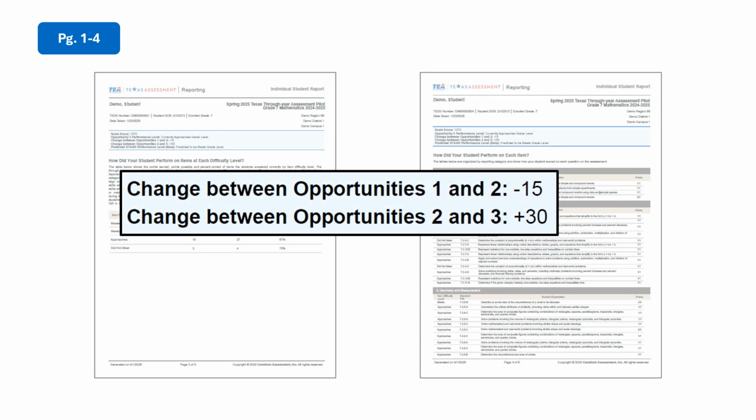When looking at growth scores, a positive symbol on the change between opportunities means your student's score increased between tests, while a negative symbol means it decreased. This student's score dropped by 15 scale score points between the first and second TTAP test, but grew by 30 scale score points from the second to the third. This measure only appears for opportunities 2 and 3.